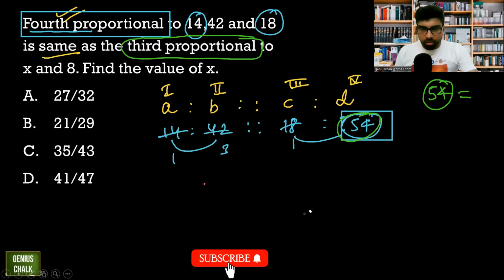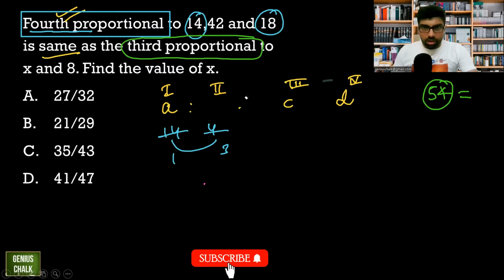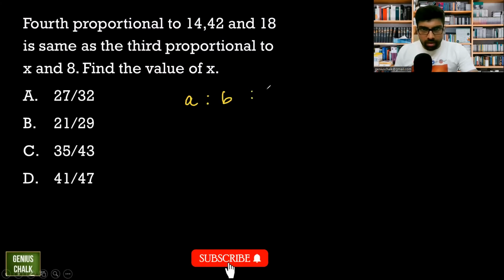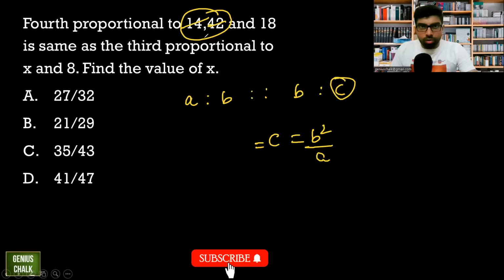That means if I have three numbers now, A is to B and such that B is to C. This C is already given. C is equals to B square by A. And this C we have already found as the fourth proportional. You can find like this, 14 threes are 42. So 18 threes are 54. 54 is third proportional. So this is equals to 54.